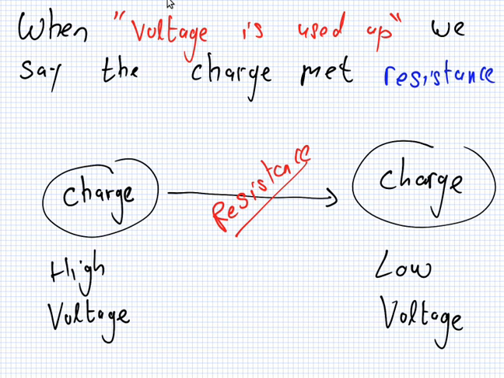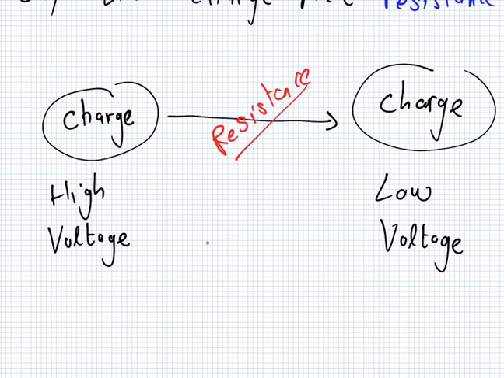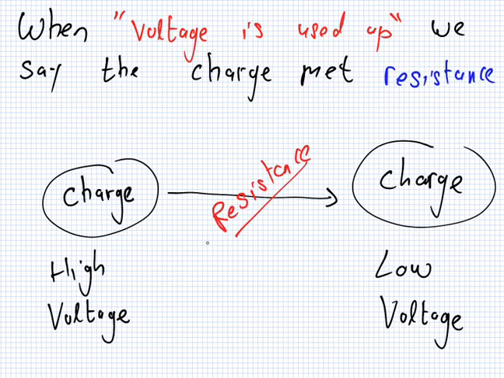So what I'm trying to get with this picture here is when your charge goes from a high voltage to a low voltage, we say that there was some resistance in between. So like with my water example, when the water passes through him and gets to who, it's going slower. So it was going fast and then it was going slow. So then he's like the resistance in between. He's slowing the water down. So resistance is what makes the voltage go down.